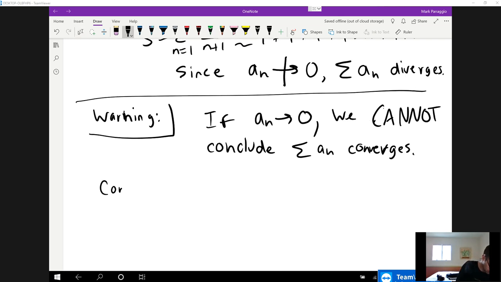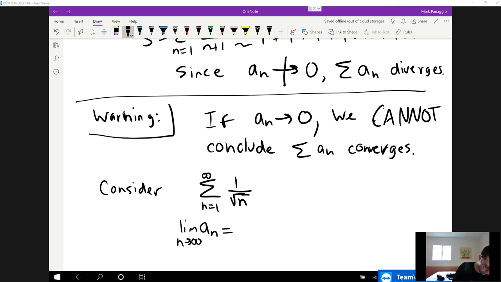Let's consider the sum of 1 over the square root of n from n equals 1 to infinity. And let's think about partial sums here. Well, before we do that, let's think about the individual terms. What happens to a_n as n goes to infinity? Well, if you take the limit as n goes to infinity of 1 over root n, notice the denominator gets bigger and bigger and bigger. And so this has got to be getting smaller and smaller and smaller, and it's got to approach 0. So the terms go to 0.